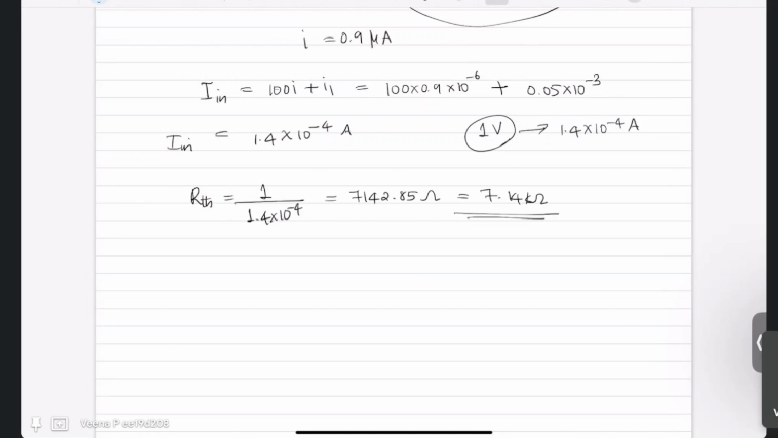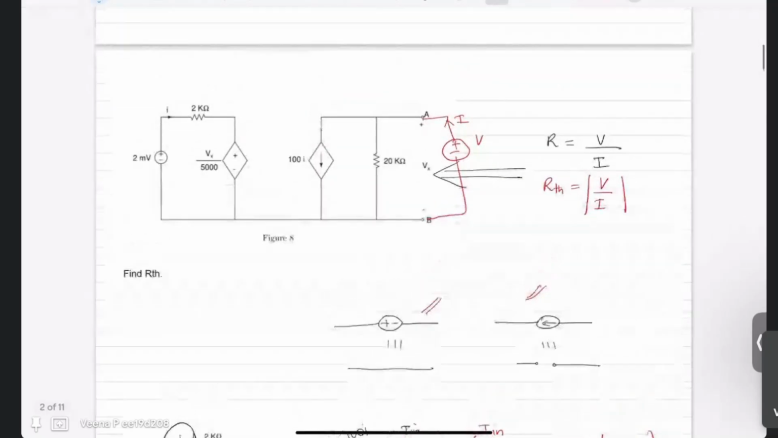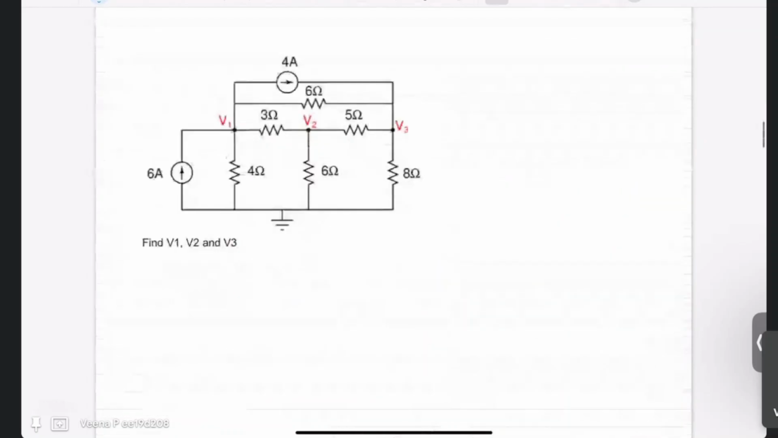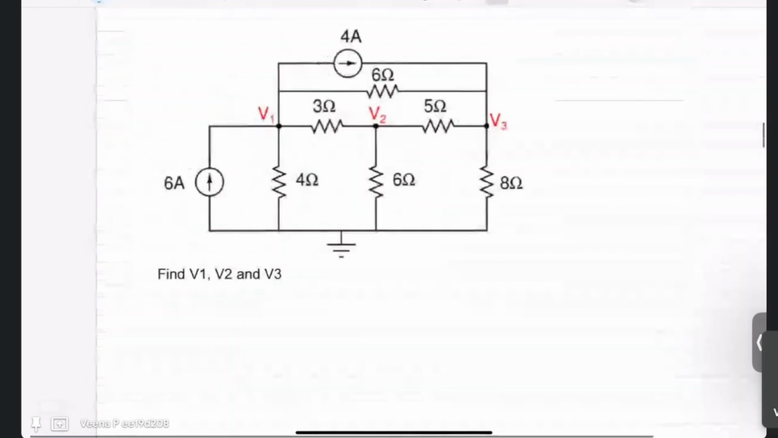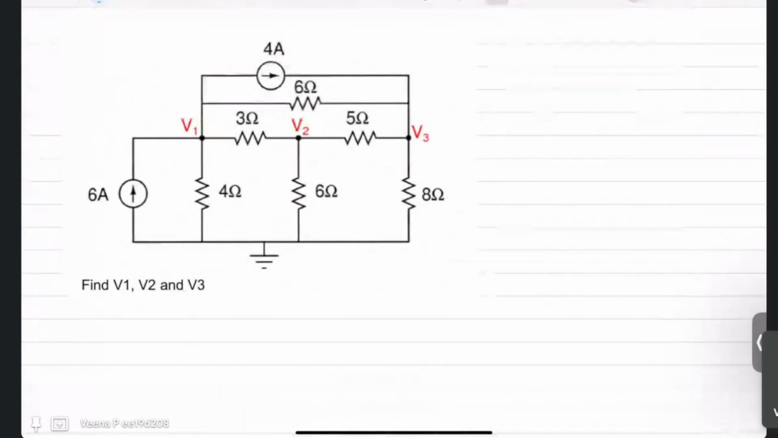If there is any doubt, please ask. If there are no doubts, we'll move on to the next problem. You can solve this problem yourself. I'll give you 5 minutes. We'll solve this together at 7:17 p.m.